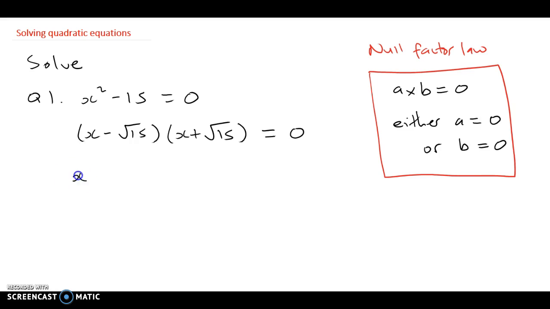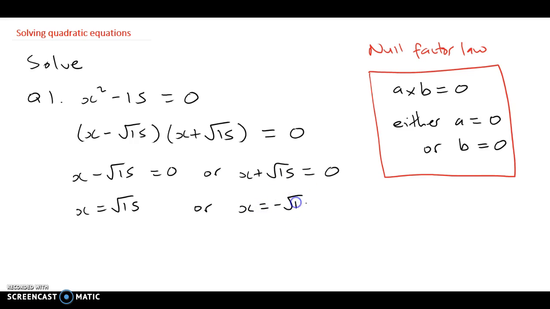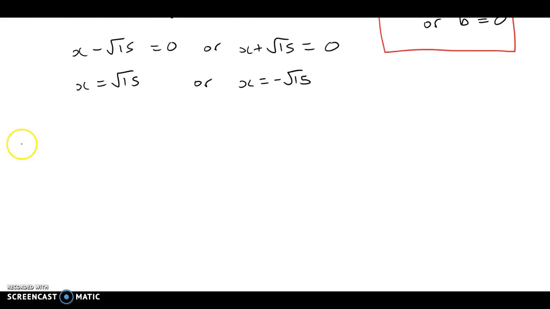We have x minus root 15 equals 0 or x plus root 15 equals 0. Rearrange this here, we can add root 15 to both sides. x equals root 15, and over here x equals minus root 15. Let's have a look at another question.